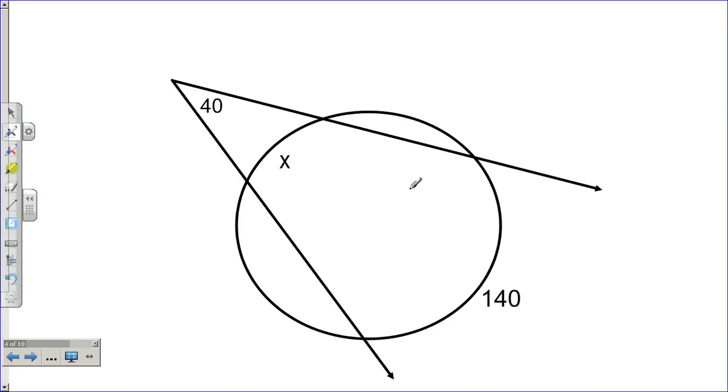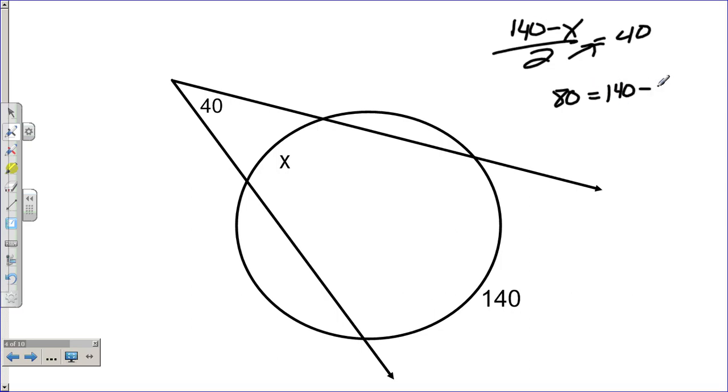What if you have this one? Set up the same formula. You'd have 140, the larger arc, subtract the smaller arc, divide it by 2, equals this angle, 40. Okay, so now I cross multiply. 2 times 40 is 80, and that equals 140 minus x.